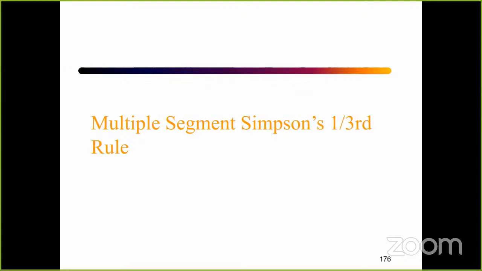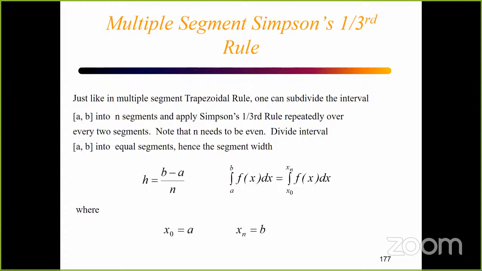Similar to the trapezoid rule, you can go for the multiple segment one-third rule, where h is equal to (b minus a) by n. Take the interval between a and b. Just like in the multiple segment trapezoid rule, one can divide the interval a to b into n segments and apply Simpson's one-third rule repeatedly over every two segments. Note that n needs to be even here. The only criterion is that the value of n should be even.